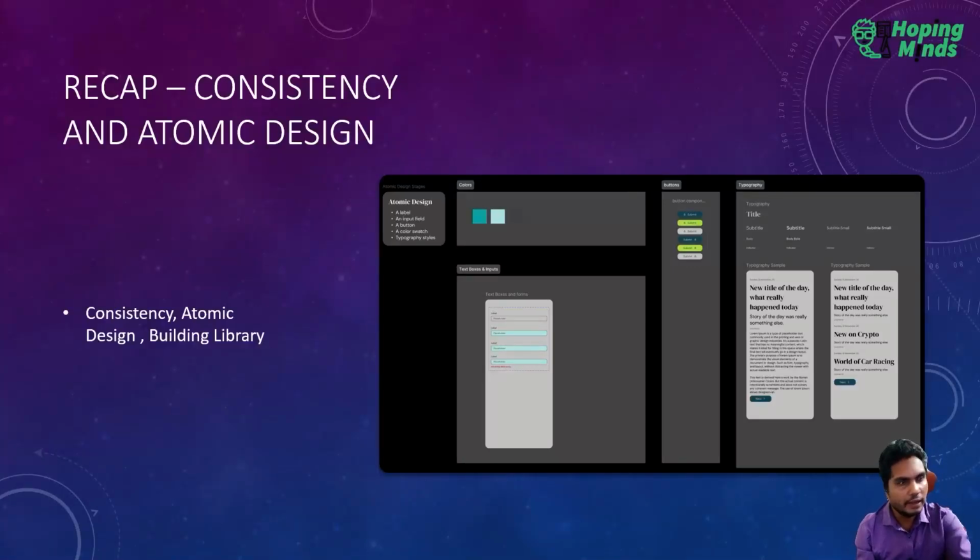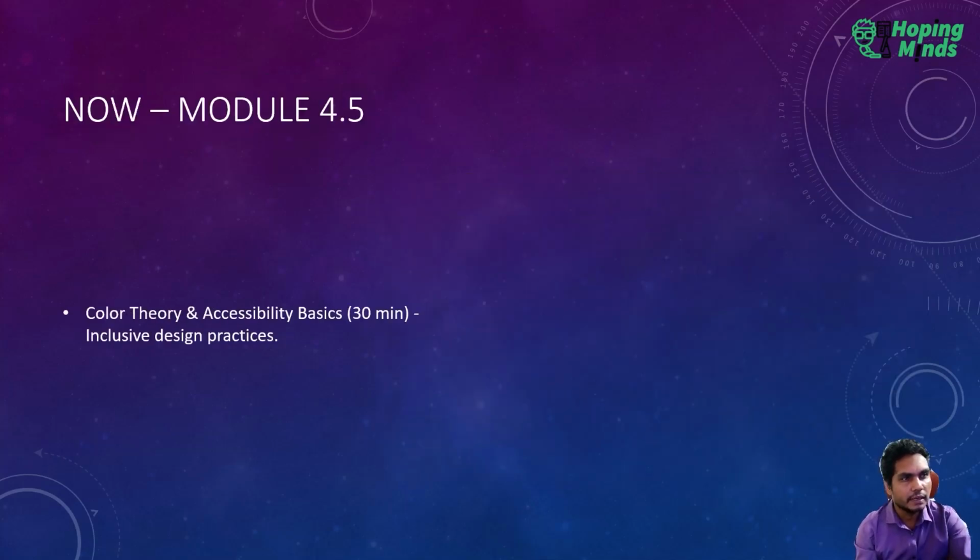Now we are at module 4, chapter 5. That is where we are going to learn color theory, accessible colors, colors which are hue, which does not constrain a lot on your eyes. We are going to learn more about accessible color in module 5. But we are going to learn color basics here and how to include them in design.